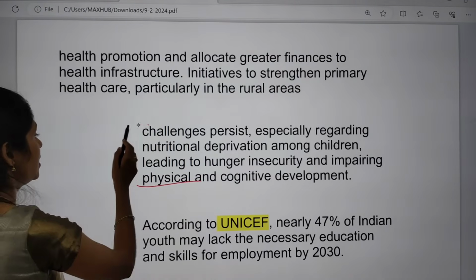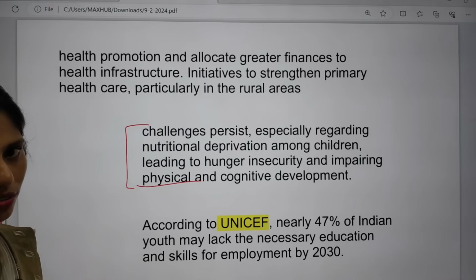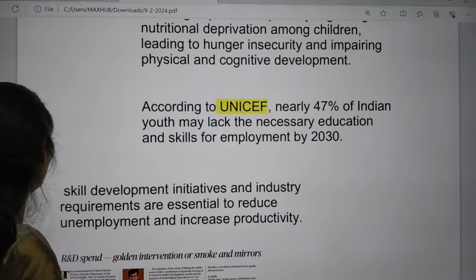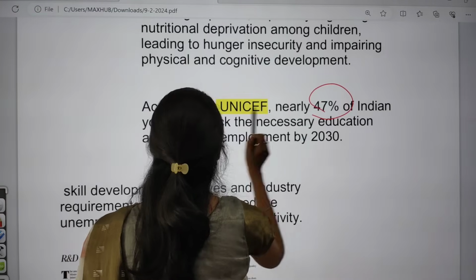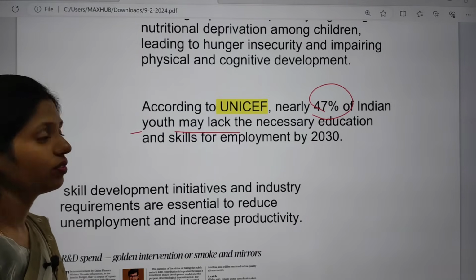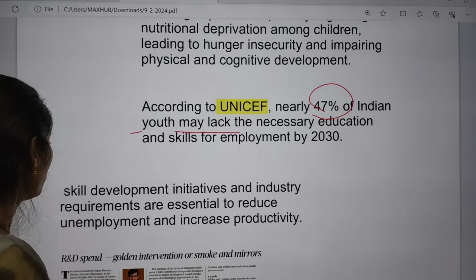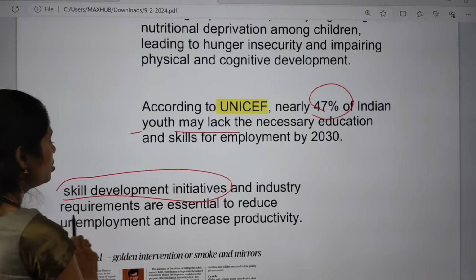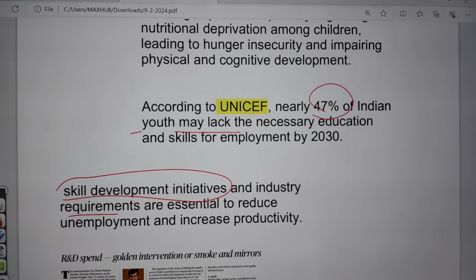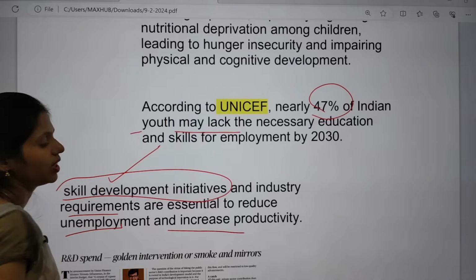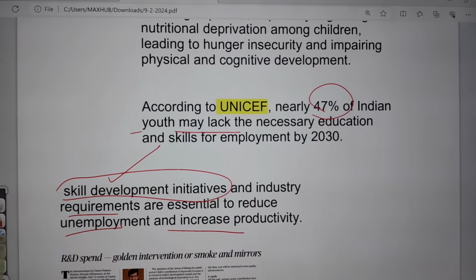So because of all these things, we need to take some steps. So even according to UNICEF, 47% of Indian youth may lack necessary education. So because of that, they will not have the skills. So the skill development initiatives which are present in our country ought to be very much essential. With these skill development programs, we can reduce the unemployment rate and also increase productivity. So this is about this topic.